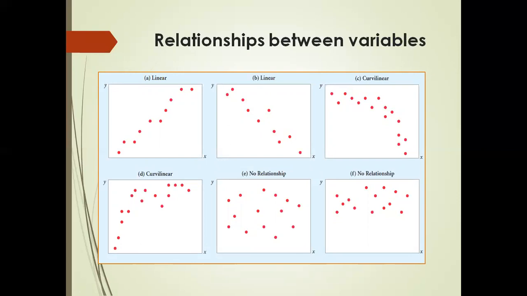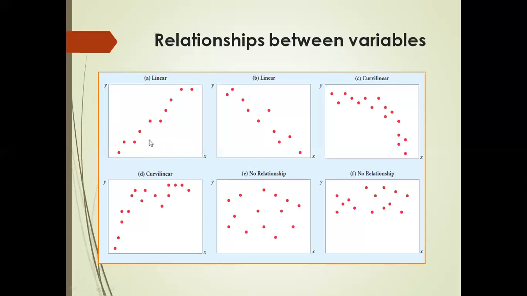Why do we call it two-dimensional? Because here we have the x-axis and the y-axis. The following figure shows possible patterns in a scatter diagram. We'll see them one by one. Just look at chart A. This shows a very strong linear relationship between the variables x and y. This is variable x, this is variable y, and these are the data points.